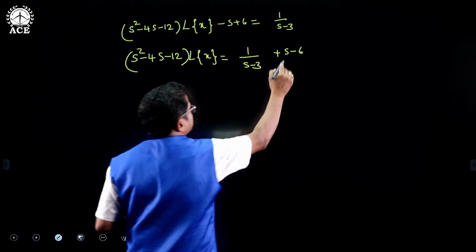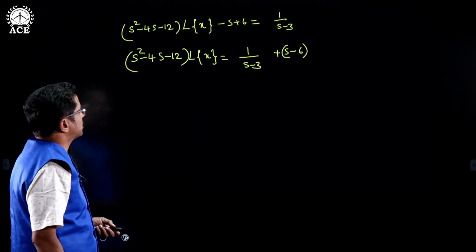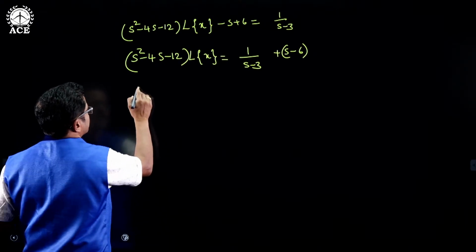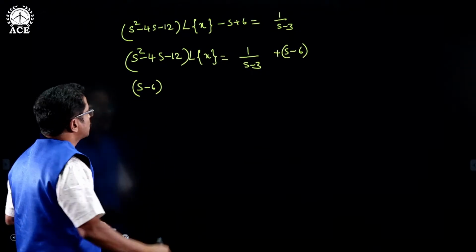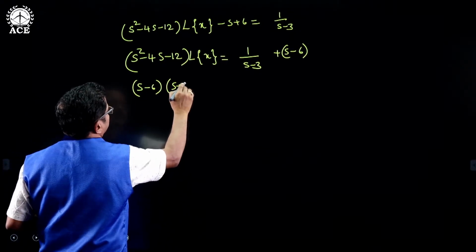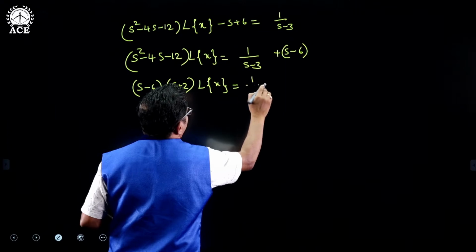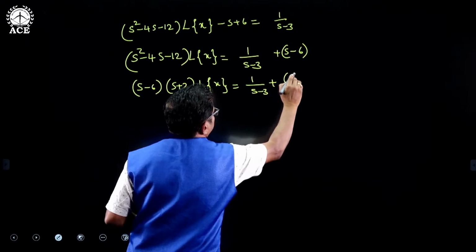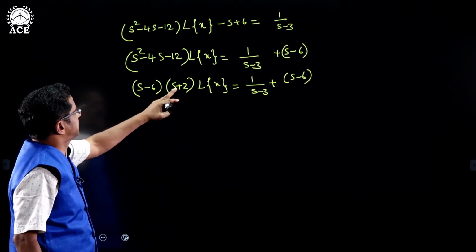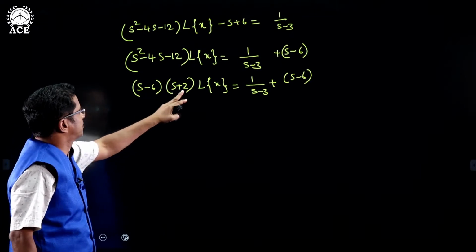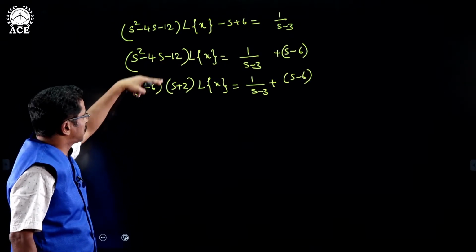Okay, plus s minus 6. Now you can factorize it, s square minus 4s minus 12. On factorization you will get s minus 6 into s plus 2, into L of x is equal to 1 by s minus 3 plus s minus 6. s into s square minus 6s plus 2s is minus 4s, minus 6 into plus 2 is minus 12. So likewise you can factorize s square minus 4s minus 12 directly like that.